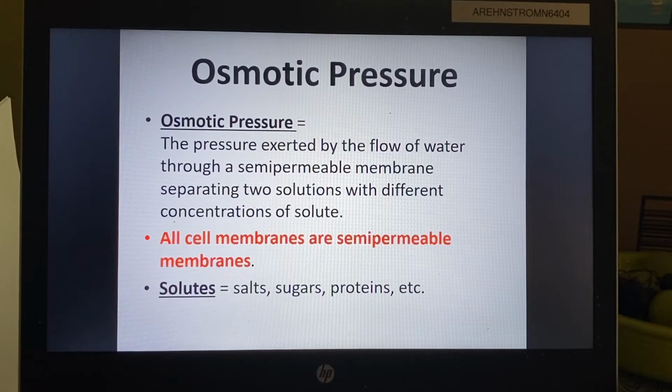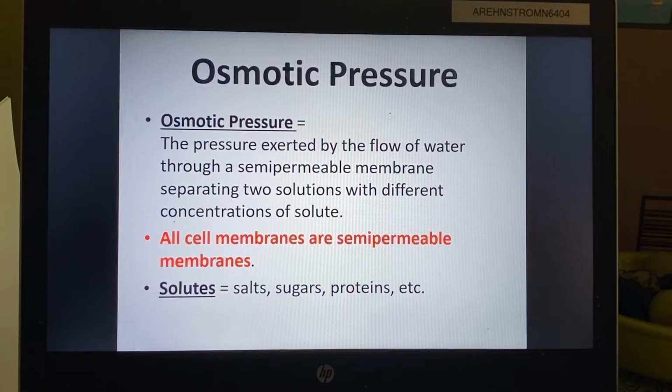So osmotic pressure, the big wordy definition, is the pressure exerted by the flow of water through a semi-permeable membrane, which means some stuff gets through and some stuff doesn't. Usually bigger stuff doesn't get through. And this semi-permeable membrane separates two solutions with different concentrations of solute.